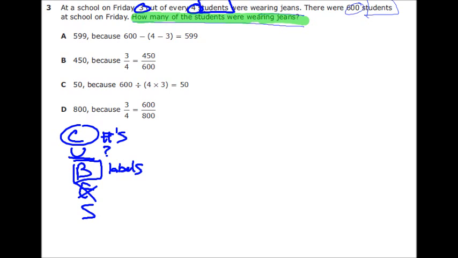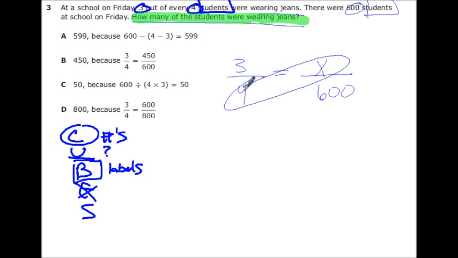So what I do know is that 3 out of 4 were wearing jeans. So I want to know how many out of 600 were wearing jeans. So based on that, I'm going to solve for x so I can cross multiply. When you can use a proportion, please do so. So I have 4x is equal to 1,800. I divide both sides by 4.